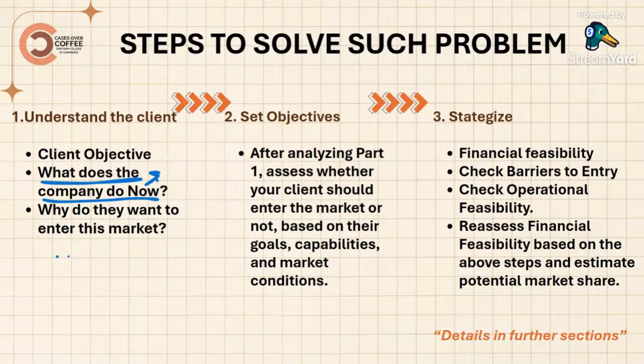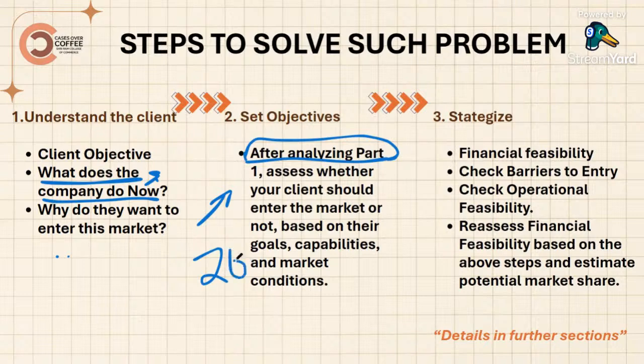Once we are done with the first step, the second thing that we need to do is to set the objective. Based on the very first step, we need to understand what the current objective of the client is. For example, let's say Tesla is entering into the Indian market. Now, what is their current objective? They want to be profitable. They want to make profit.